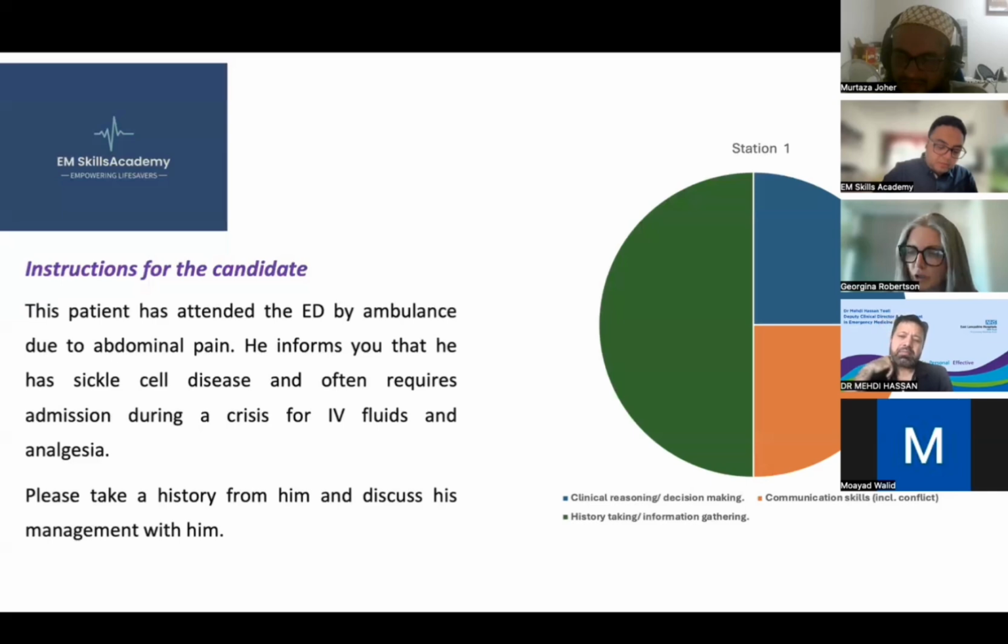So I think there was lots she did well, but just remember not to just jump in and give the patient what they want, because if they are drug seeking, as this gentleman was in this instance, you don't want to reinforce that behaviour by giving morphine every time they come in.